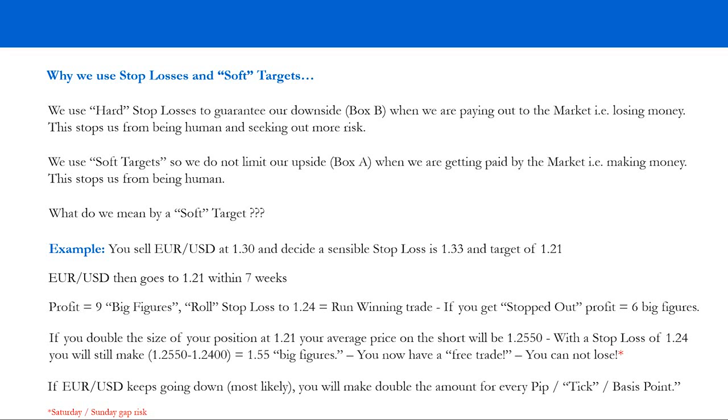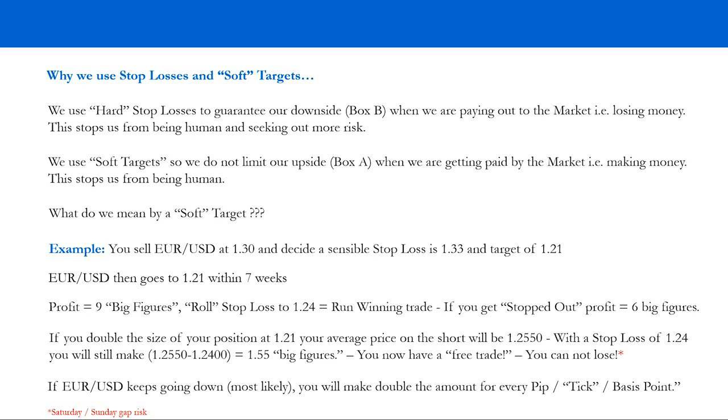Our second choice is to double the size of the position, or at least increase the size of the position, and stick to the principle that our new average price, so in this example where we're short euro dollar, our new average price is above our newly rolled stop loss, which means we're still guaranteeing ourselves that we'll make some money on the trade, but now we're getting paid double or at least more for every point the trade continues to go in our favor.